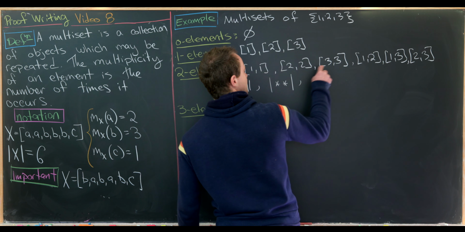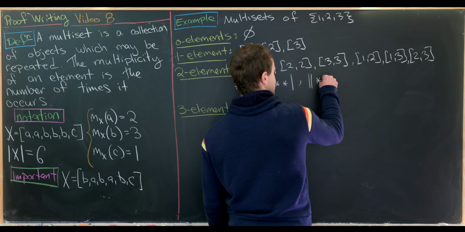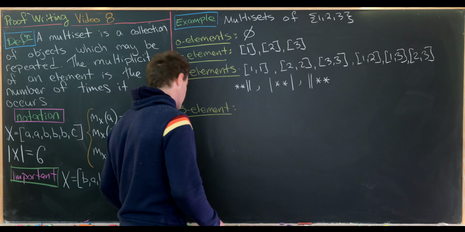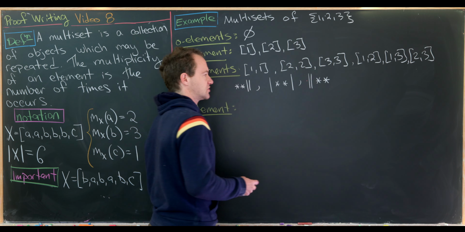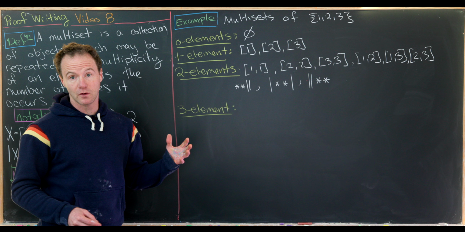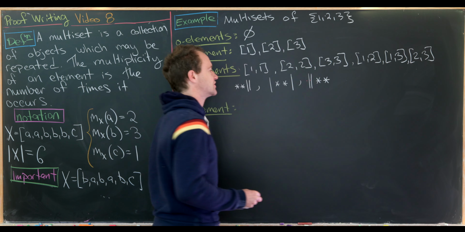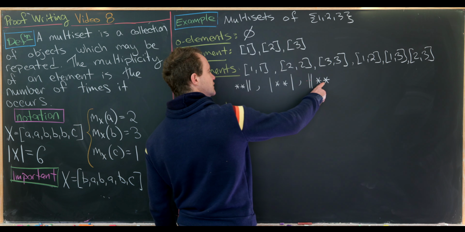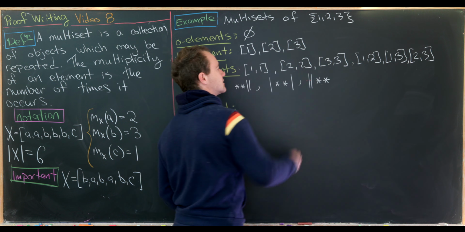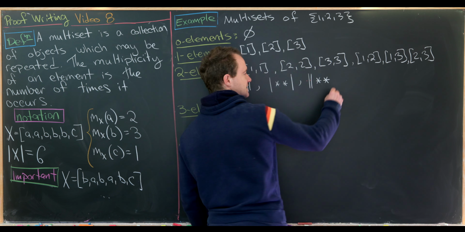Okay, well, let's look at 3, 3. So that would be bar, bar, star, star. Reading into this, since there are 0 stars in this location right here, that means there are 0 1s in the multiset. There are 0 stars in this location right here. There are 0 2s in the multiset, but there are 2 stars here. That means there are 2 3s in the multiset. Okay, let's move on to the next one.